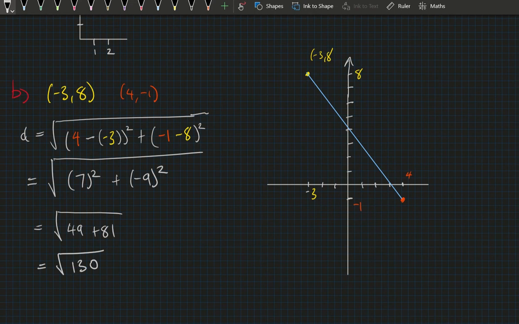I just know that 11 squared is 121, 12 squared is 144, so the square root of 130 will be somewhere between 11 and 12. But the length of this blue line here is the square root of 130 as the exact answer. And you can see that 7 is the run here, and that the rise is minus 9. So buried deep in this idea of finding distance between a line segment is rise over run. So now you know that it's doubly important.